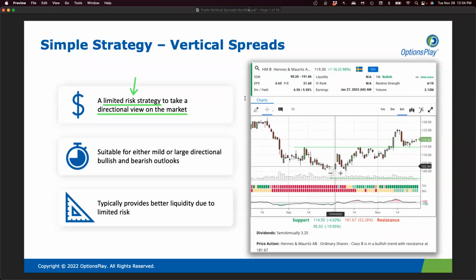We're all trading options because we have a view in the markets and we want to express that view. We want to be able to profit from that view, but we also want to be able to control how much downside we have if the trade that we expect does not go in the direction that we expect it to.